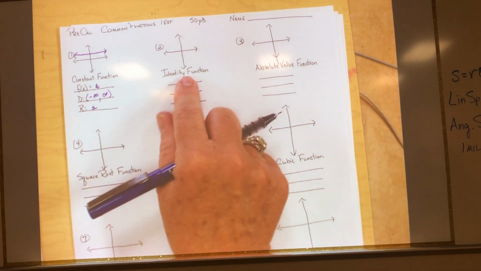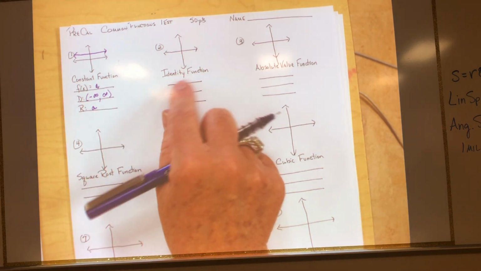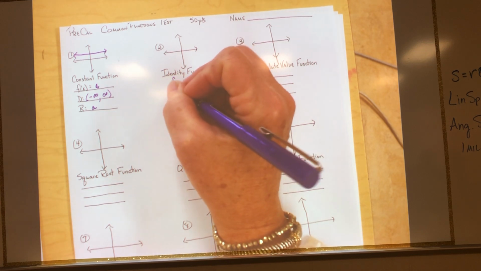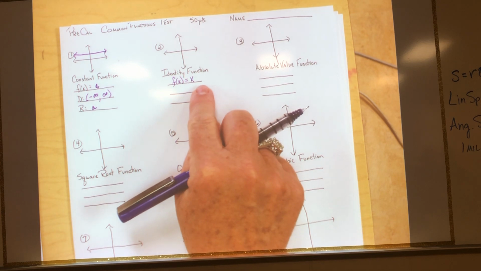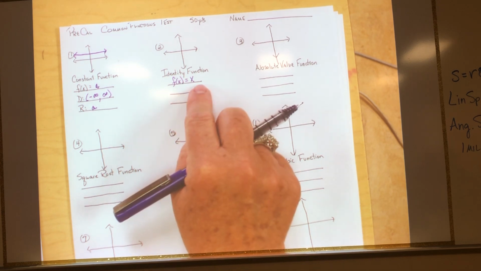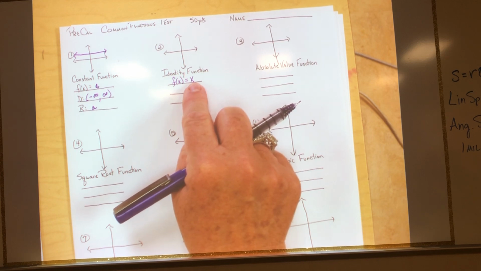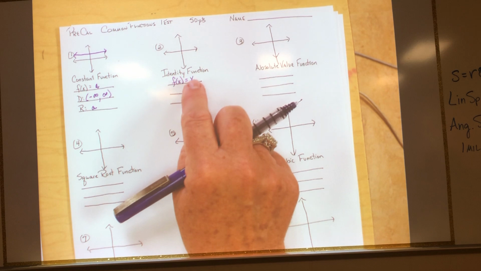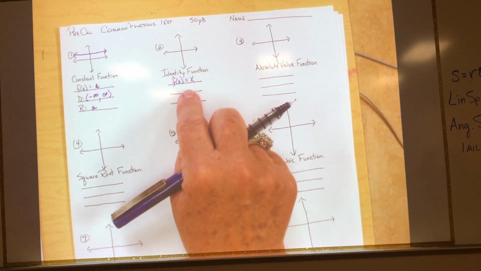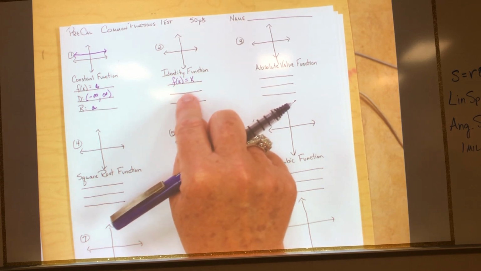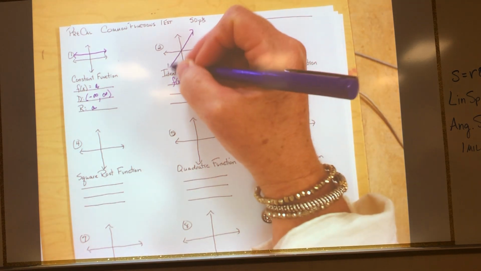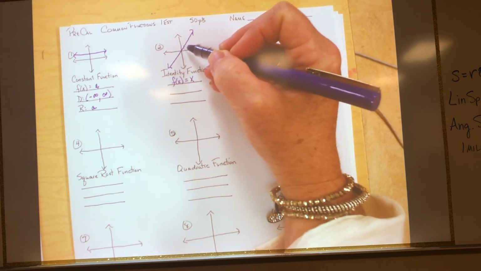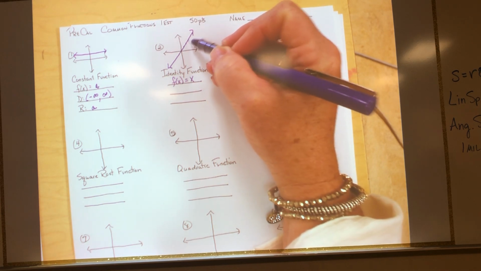Okay, so the next one is the identity function. The equation looks like this: f of x is equal to x. It keeps its identity, all right? It's going to contain the points where the y and the x are the same, like 0, 0, 1, 1, 2, 2, 3, 3, negative 1, negative 1, negative 2, negative 2. So actually what it makes is this diagonal right here, okay? See, here's my 0, 0, my 1, 1, 2, 2, 3, 3, 4, 4.